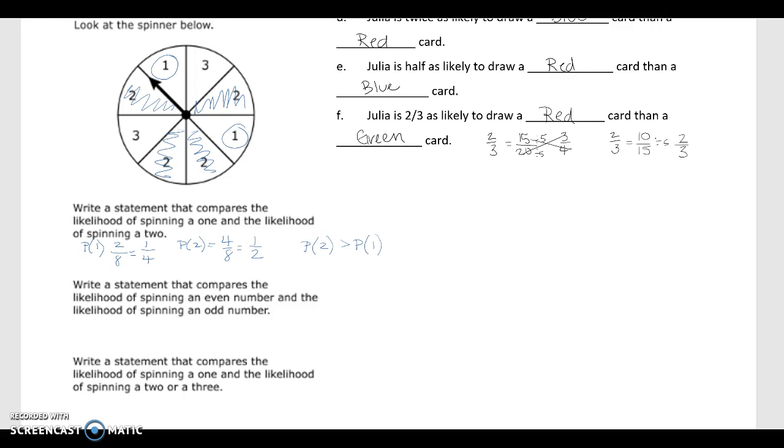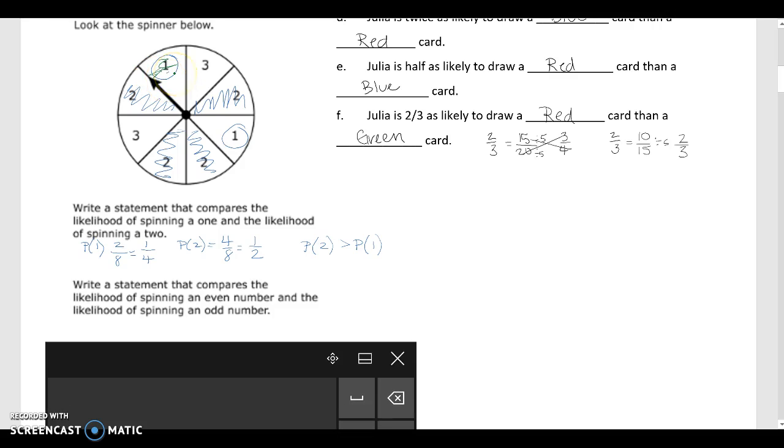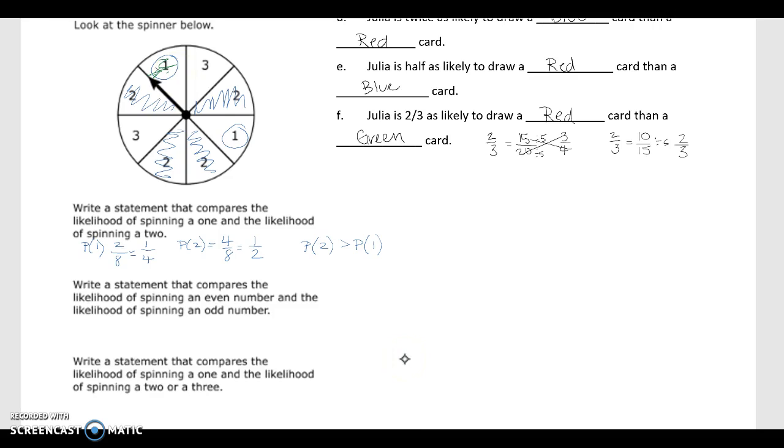So the next one, it says, write a statement that compares the likelihood of spinning an even number to the likelihood of spinning an odd number. Okay, apparently I'm not going to erase these. All right, we're just going to work with it as is.